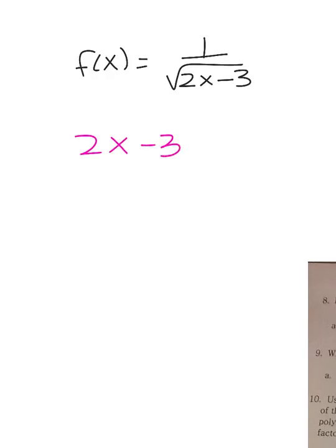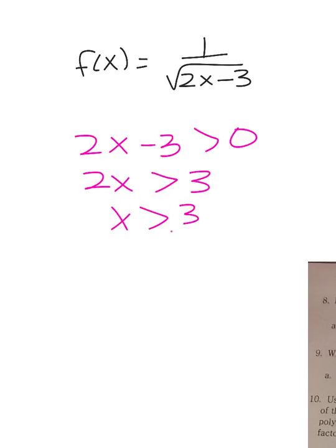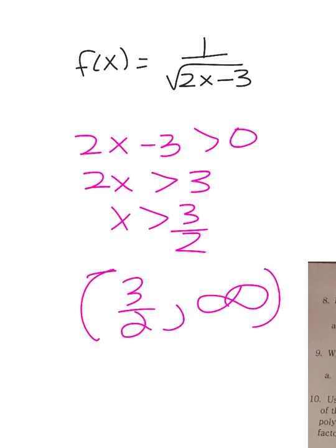Okay, so let's take a look at b. So that's f of x is equal to 1 over the square root of 2x minus 3. So now I have two things going on. I have a square root, and so your square root has to be positive. Now it can't be 0 because you can't have 0 in the denominator. So it has to just be greater than 0. So we have 2x is greater than 3. X is greater than 3 halves. So it's from parentheses 3 halves to positive infinity.